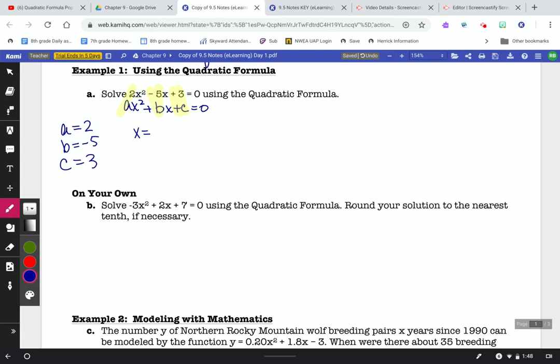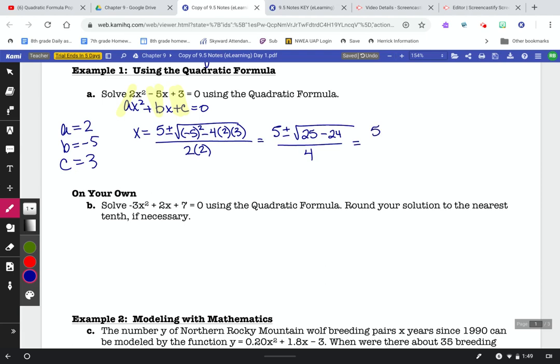So x is equal to the opposite of b. The opposite of -5 is +5, plus or minus the square root of b squared, -5 squared, minus 4 times ac. So a is 2 and c is 3. All over 2a, which is 2 times 2. So we have 5 plus or minus the square root of -5 squared is 25, minus 4 times 2 is 8, times 3 is 24, all over 4.